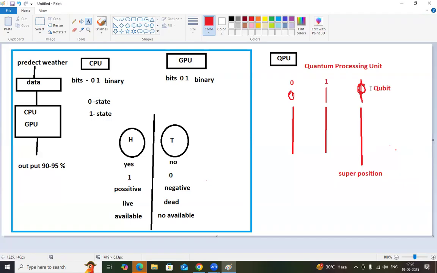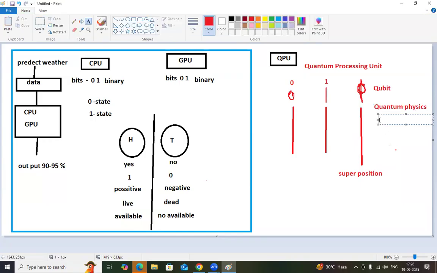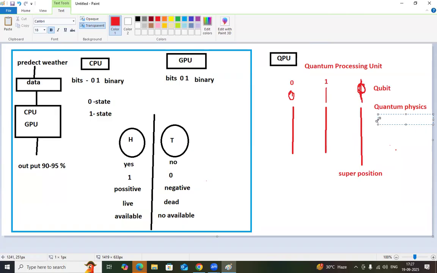So these qubits are generated with quantum physics. You know some quantum physics, like electrons and photons, right? These qubits are generated using the quantum physics concepts of electrons and photons.